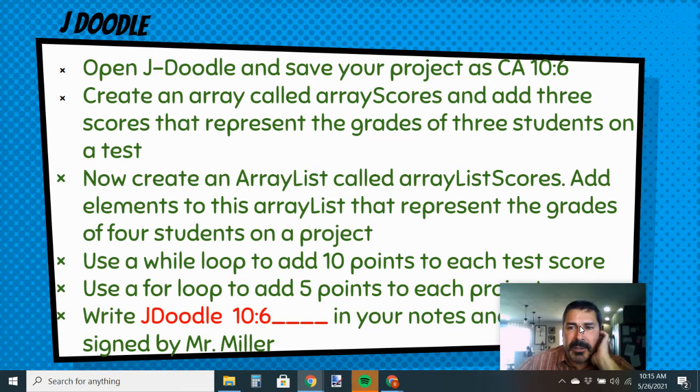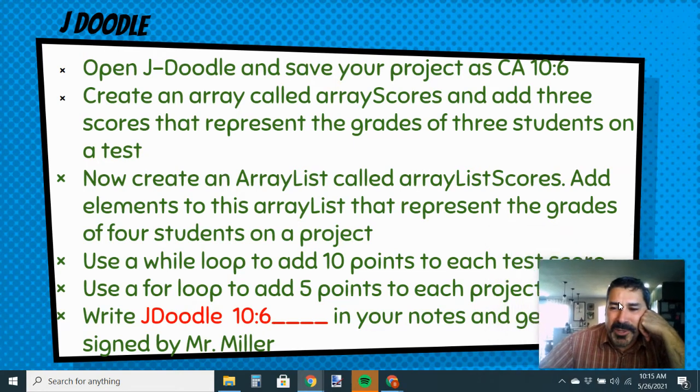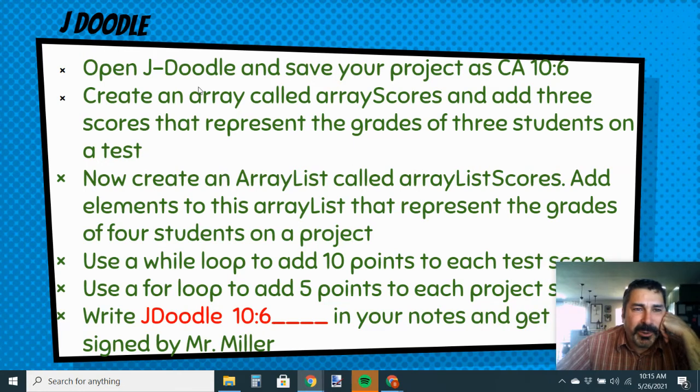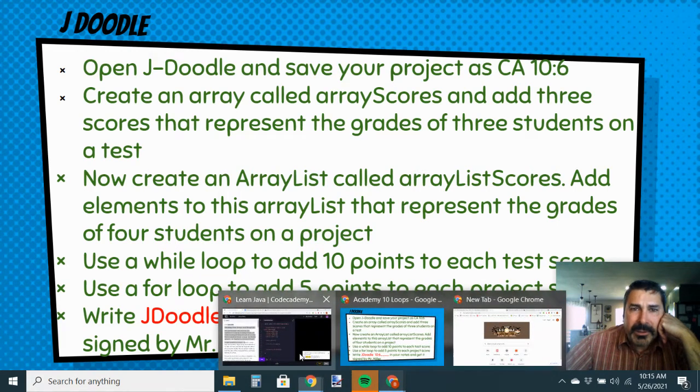All right, so I'm assuming you've already tried it, anyway, but for those people who are not feeling bold and beautiful, I guess I'll show you right now. Open JDoodle and save it as 10.6. Create an array called array scores. It's a regular array, not an array list.